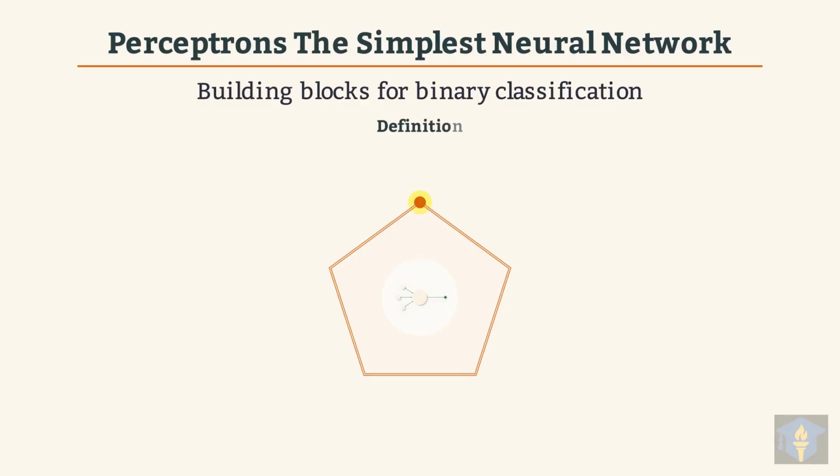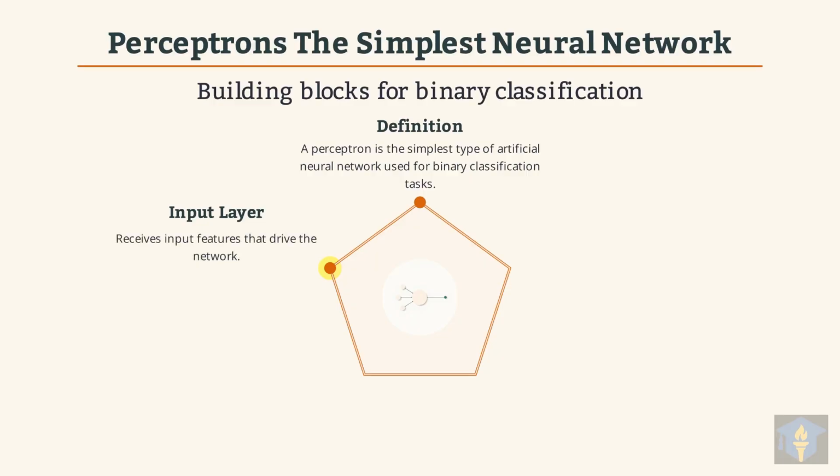First, let's establish a clear definition of what a perceptron actually is within our context. A perceptron is the most basic artificial neural network, specifically designed to handle binary classification problems. Next, we have the input layer, which is where all our data initially enters the network. This layer is responsible for receiving the raw input features that are essential for the network's processing.